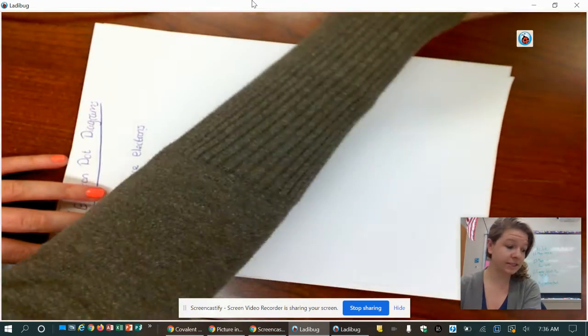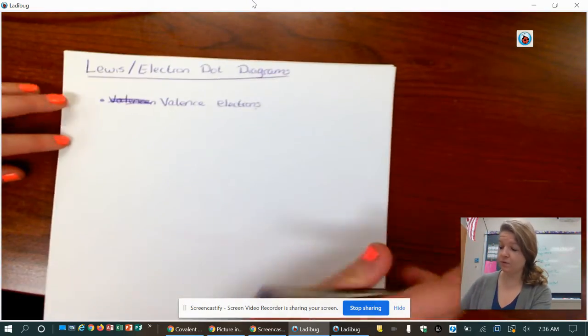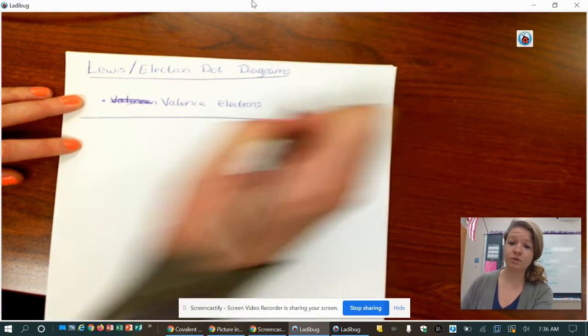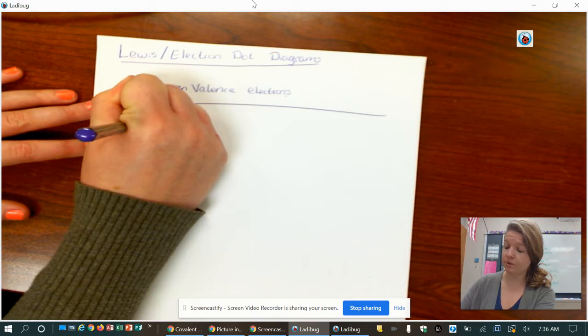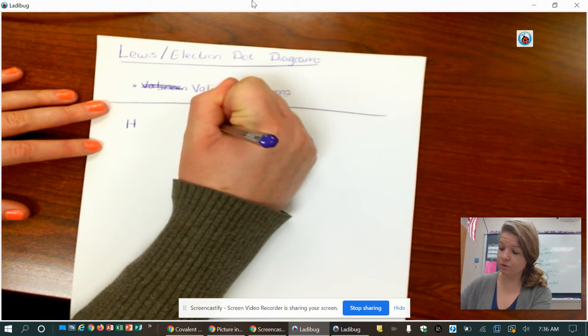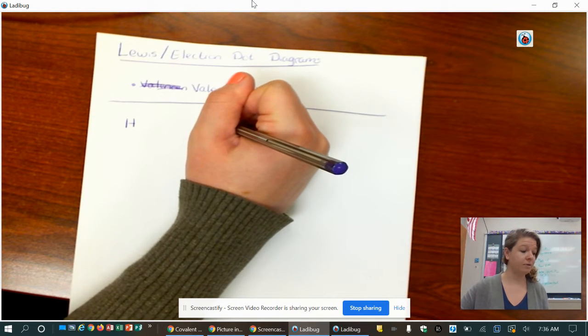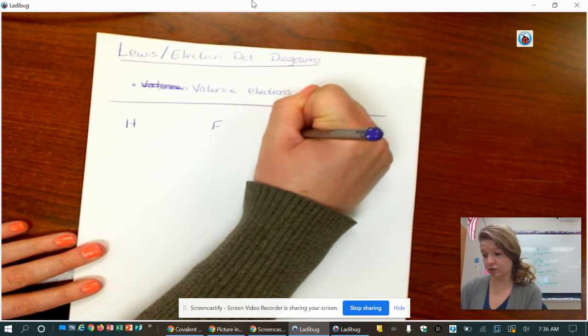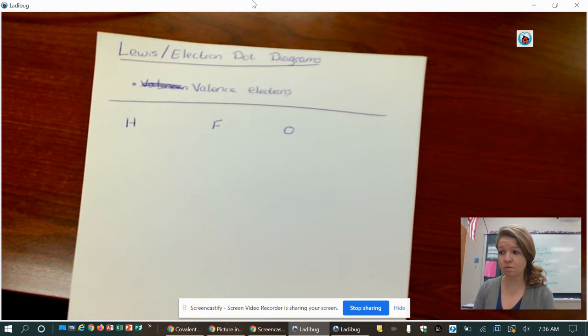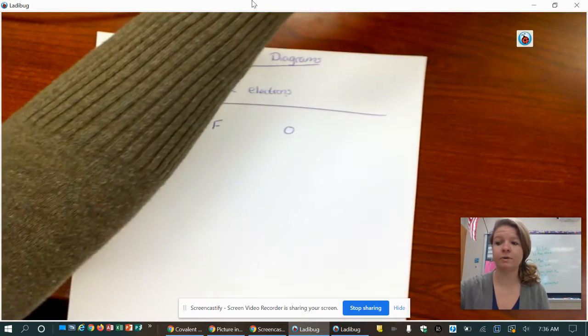So now let's practice. I want you to try and draw the electron dot diagram for hydrogen. I also would like you to try it for fluorine, and for oxygen. So go ahead and pause this video right now and see if you can draw the Lewis structures for hydrogen, fluorine, and oxygen. Okay, so let's check our work.